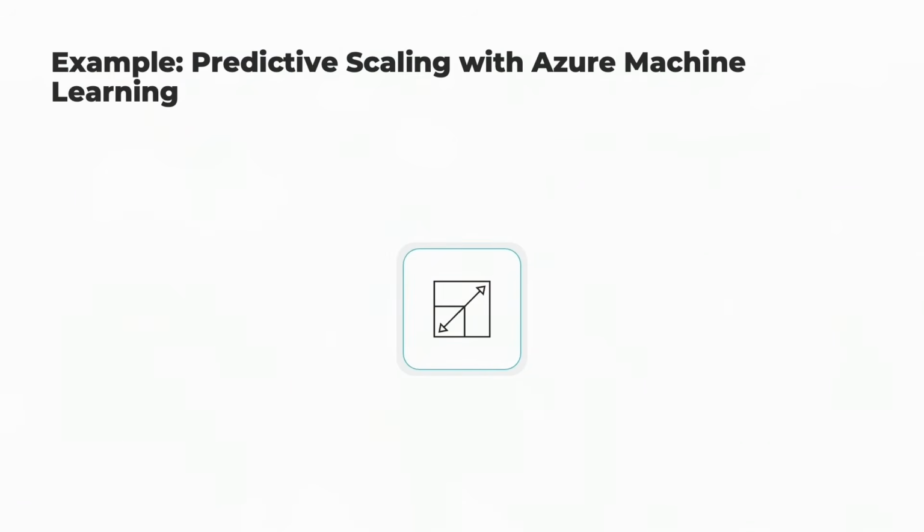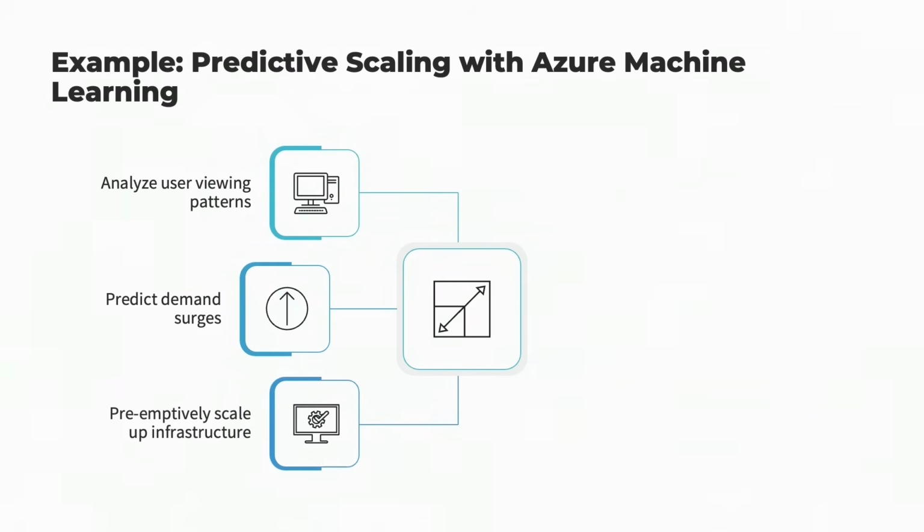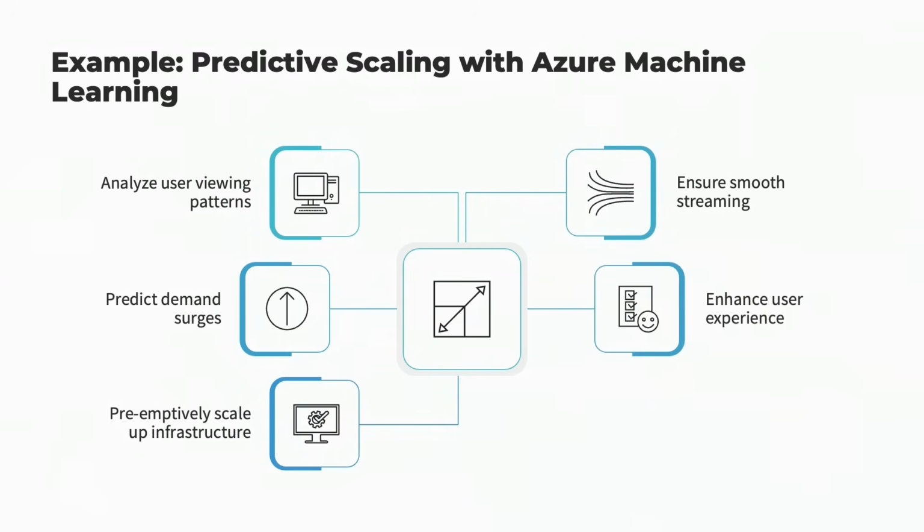Predictive scaling with Azure Machine Learning. In this example, a streaming service utilizes Azure Machine Learning to analyze viewership patterns and predict demand surges during popular events or new series releases. The SRE team uses these insights to preemptively scale up infrastructure, ensuring smooth streaming even under high load. This enhances the user experience and helps prevent system overload.